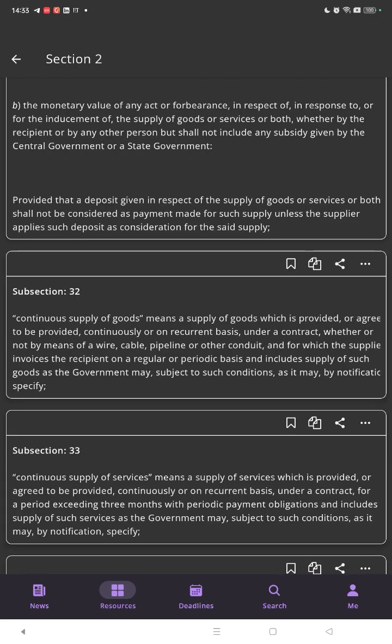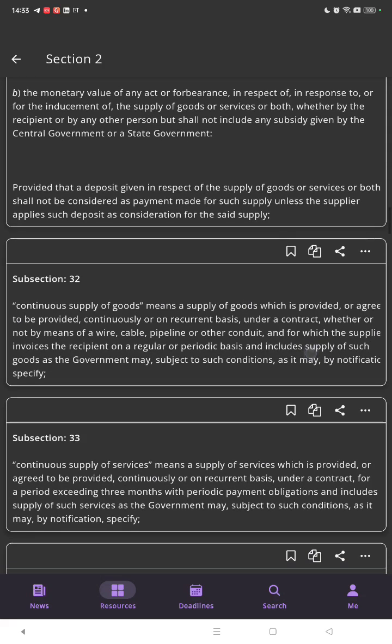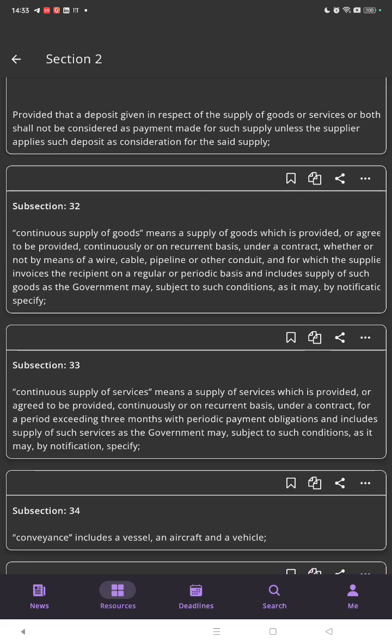Continuous supply of goods means a supply of goods which is provided or agreed to be provided continuously or on a recurrent basis under the contract, whether or not by means of a wire, cable, pipeline, or other conduit, and for which the supplier invoices the recipient on a regular or periodic basis and includes the supply of such goods as the government may, subject to such conditions as it may, by notification specify.